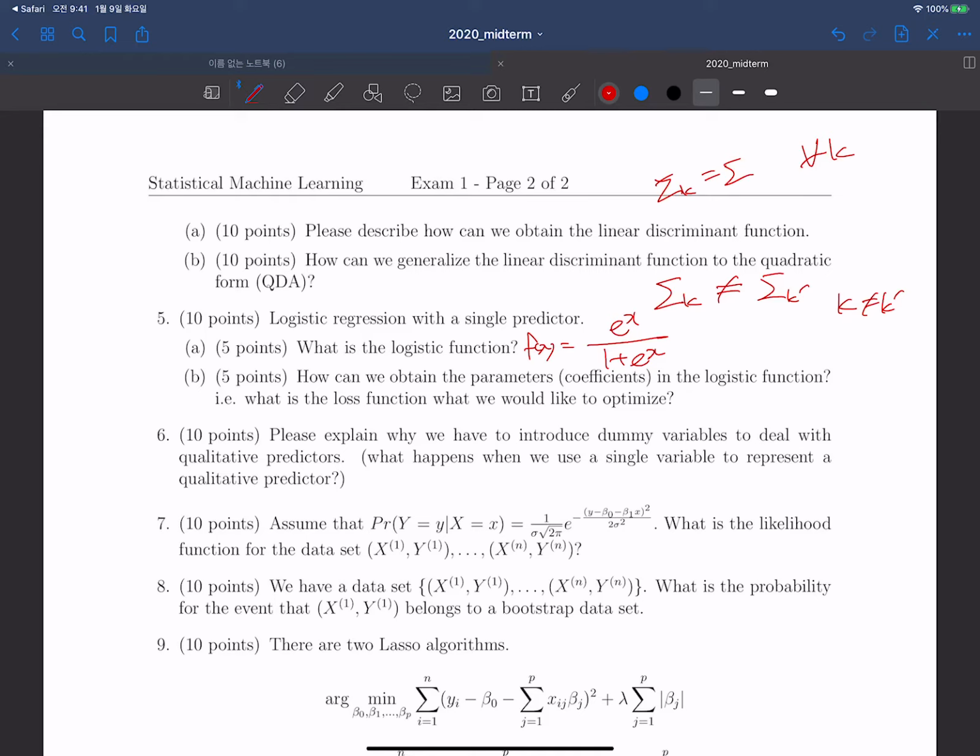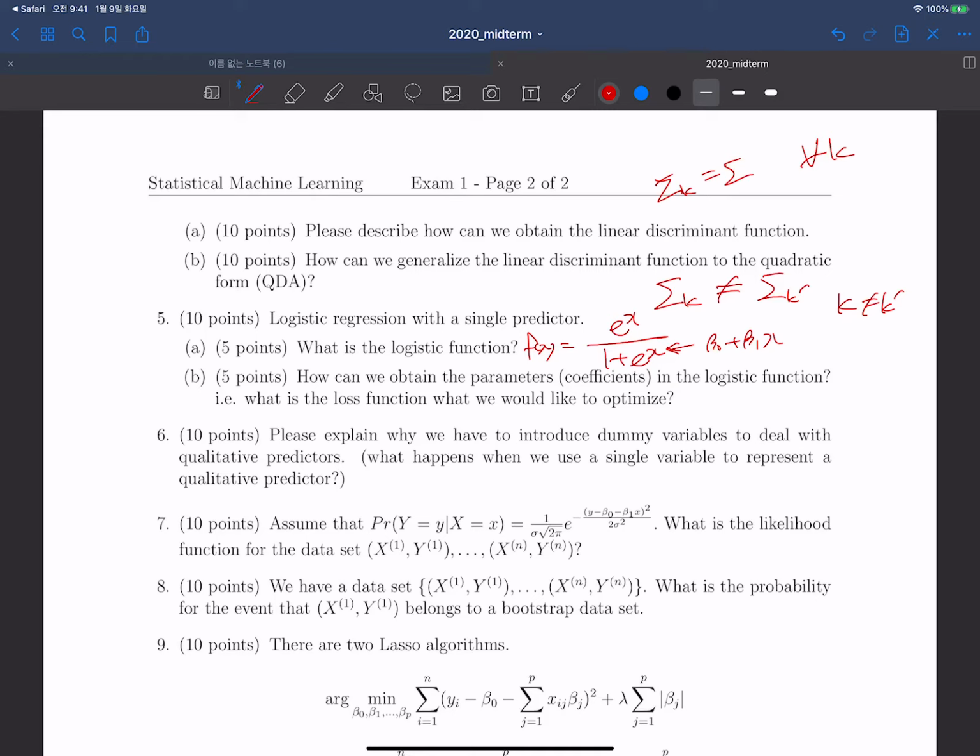So f(x) is like a probability value. The probability value for any event must be inside the 0 to 1 interval. And the logistic function can guarantee the output range between 0 and 1. So it is a very nice function for describing the probability of your event. So how can we obtain the parameters in the logistic function? Essentially in logistic regression, we use the very simple linear function beta 0 plus beta 1 x as the logit value.